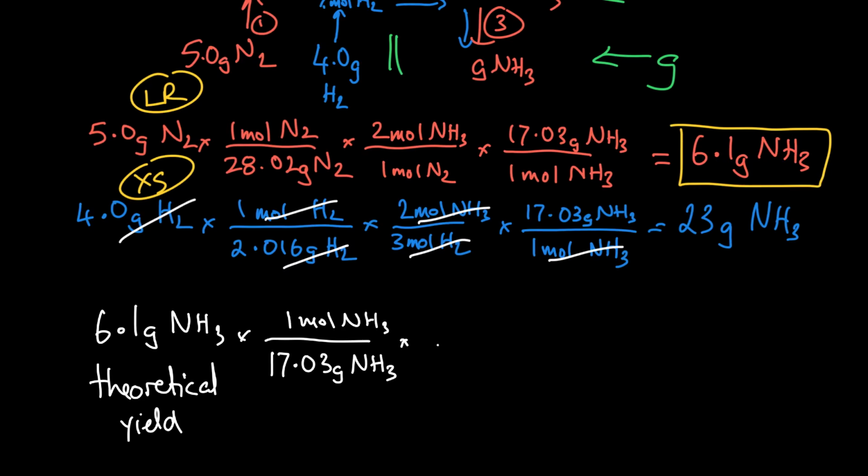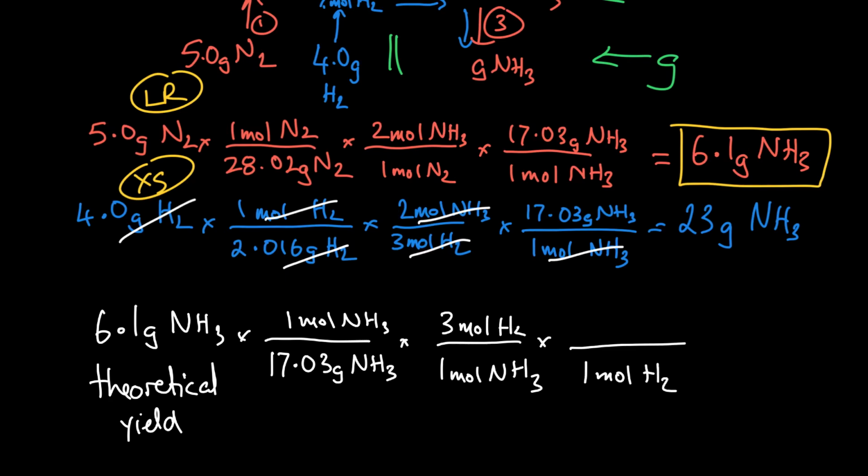So we're kind of going backwards. And then we can say every mole of ammonia makes 3 moles of hydrogen, and then our mole of hydrogen weighs 2.016 grams of hydrogen. So essentially we're doing this calculation kind of backwards. So we're kind of converting backwards.